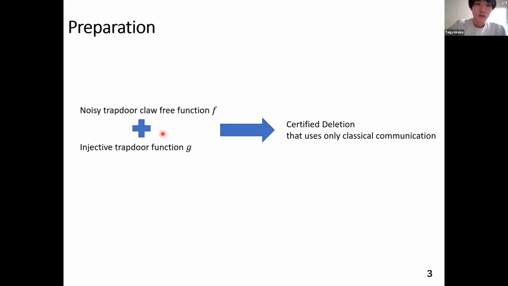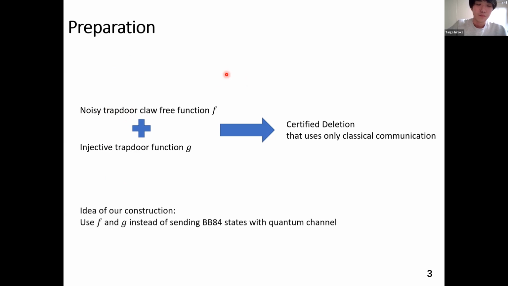In our construction, we have used a noisy trapdoor claw-free function F and an injective trapdoor function G to construct a protocol. These functions are constructed from the LWE assumption and have some cryptographic properties. Using these properties, a classical sender can generate a quantum state in the receiver's register. In a nutshell, the idea of our construction is to use F-type function and G-type function instead of directly sending BB84 states with a quantum channel.